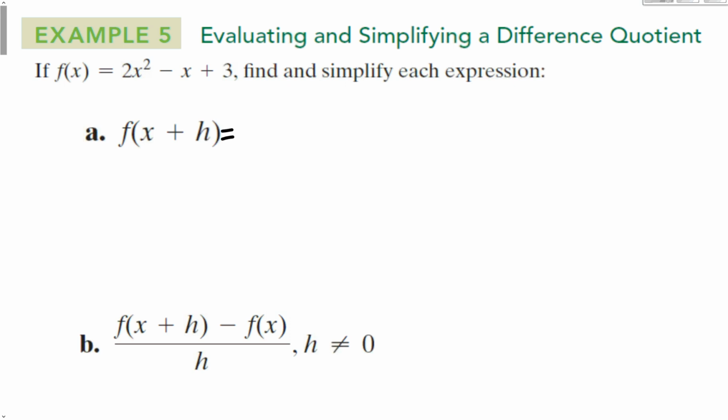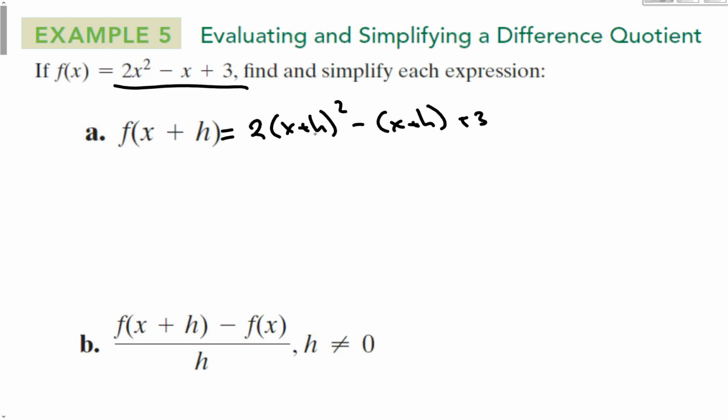First, f(x plus h). Here's my function, f(x). So I just replace x with x plus h: 2 times (x plus h) squared minus (x plus h) plus 3. Now I've got to clean that up a little bit, because I can't leave it like that. So let's clean this up.